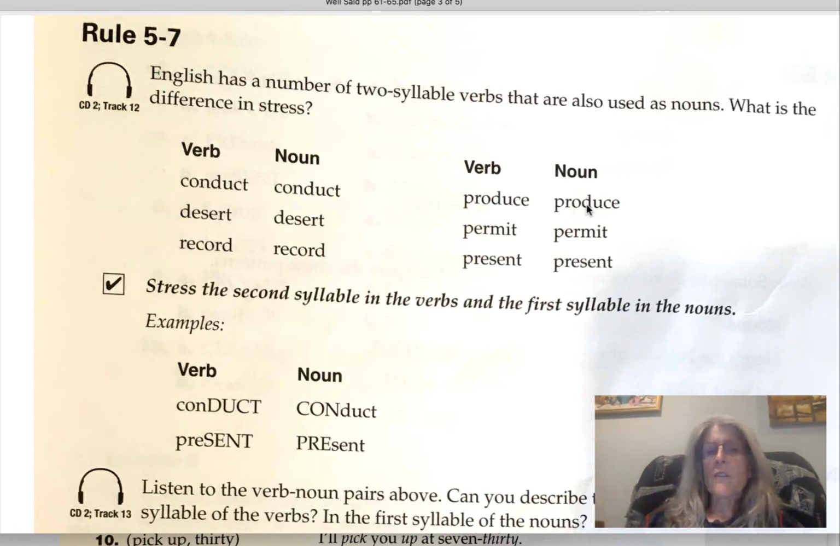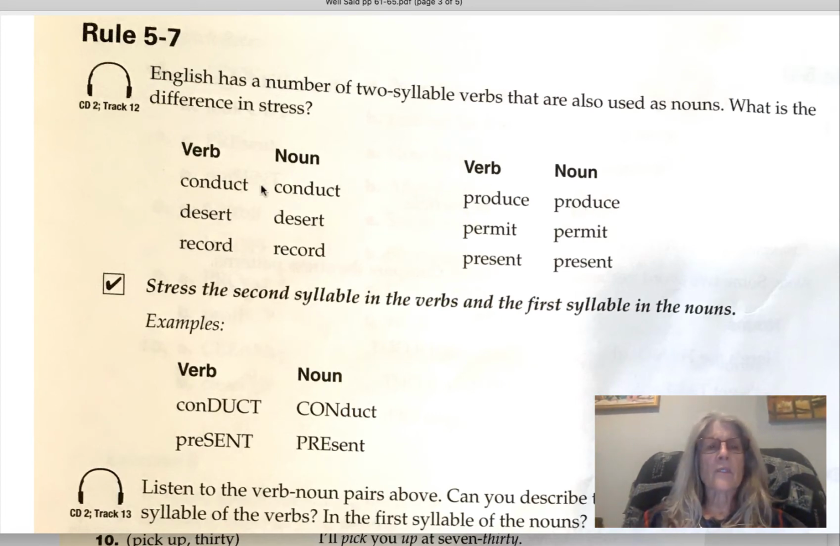Here's the verb, permit. Please permit me to go tonight, Mom. But then when you're 16, you go get your driver's permit, okay? So one is permit me and the other one is a permit, like a driver's permit, okay? So the rule here is to stress the second syllable in the verbs and the first syllable in the nouns.